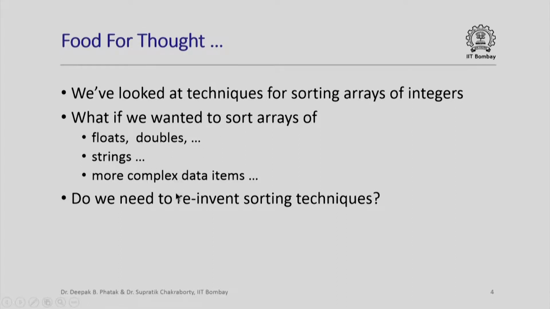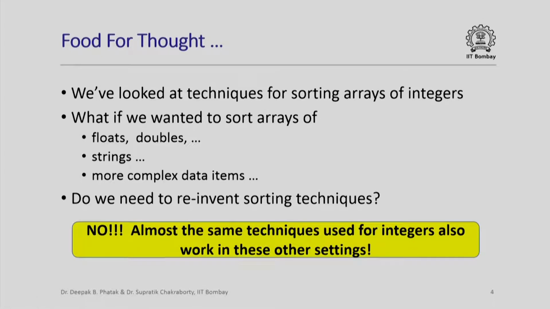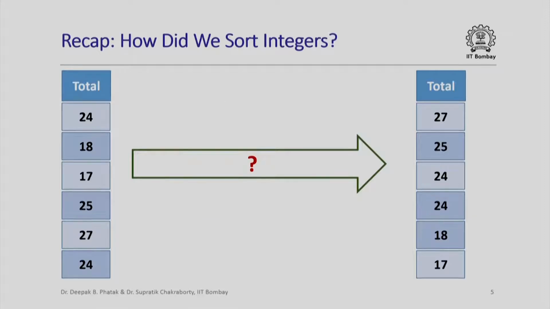So the question is, do we need to reinvent sorting techniques based on what are the data types that we have in our arrays? Fortunately, the answer to that is no. Almost the same techniques that we have studied for sorting integers are also going to work in these other settings. So let us quickly recap how we went about sorting integers.